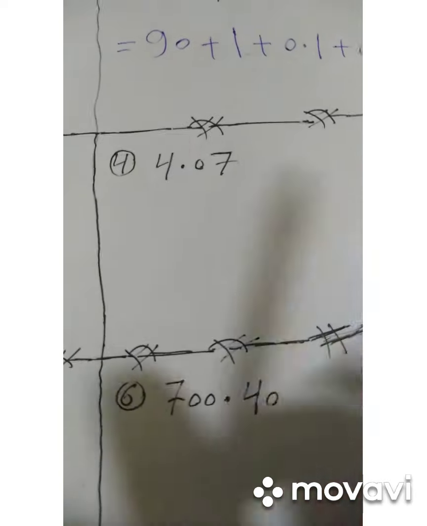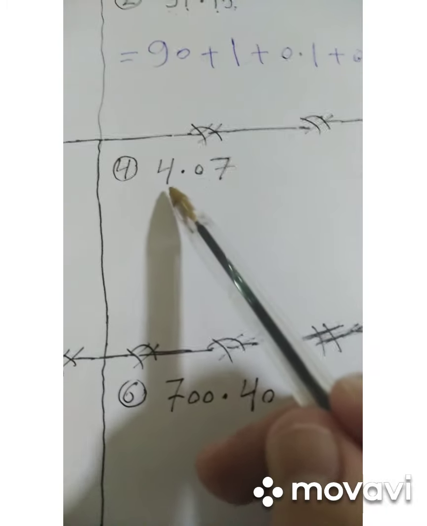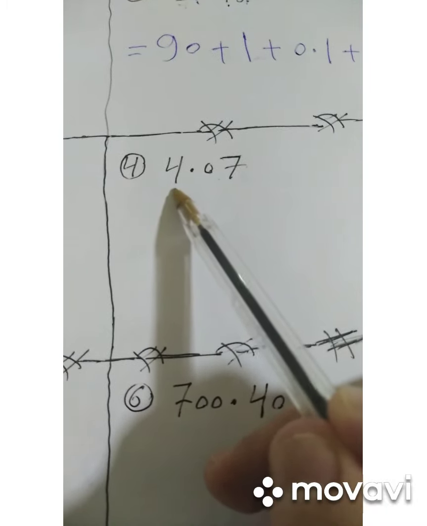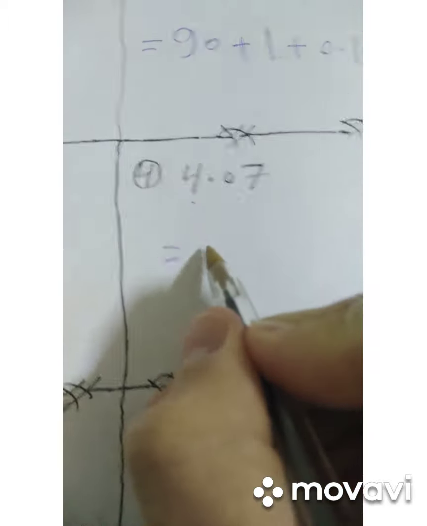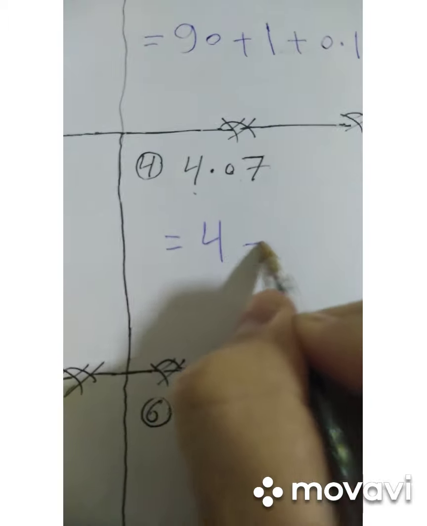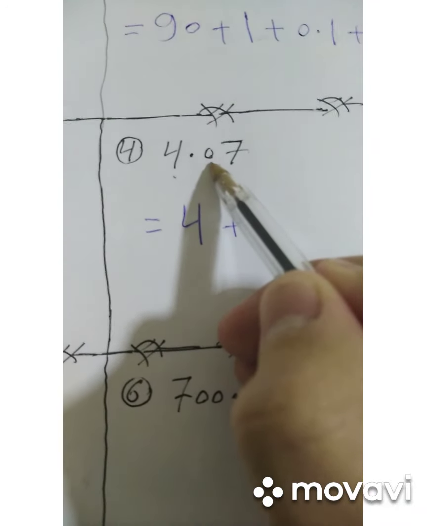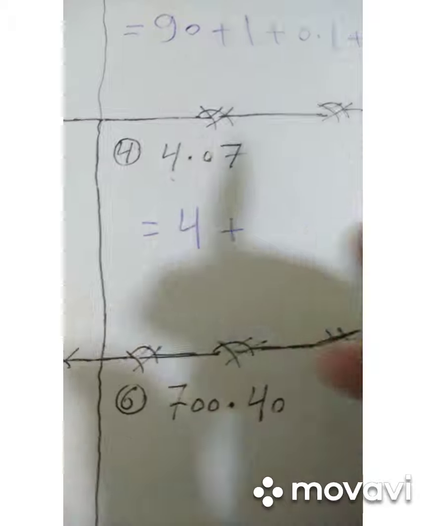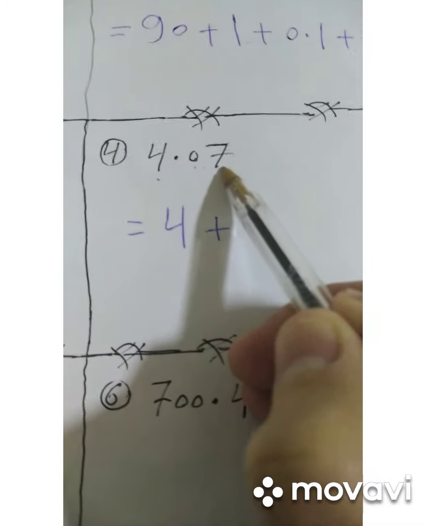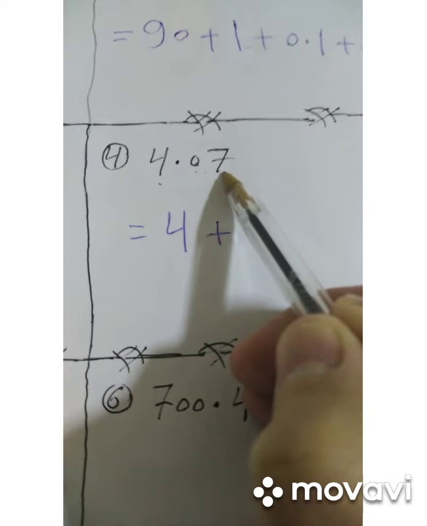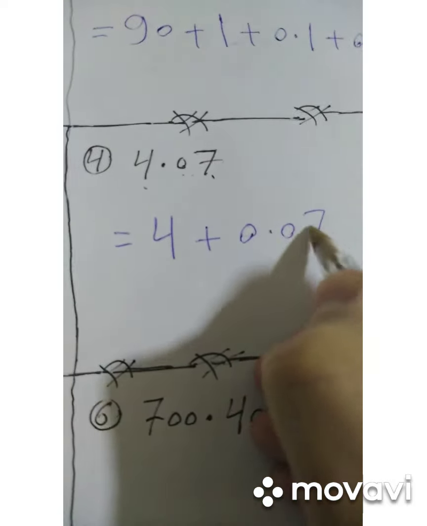Number 4. 4 and 7 hundredths. Start with the whole. We have 4 in ones. The 4 in the ones digit equals 4, plus 0 in tenths. We said before 0 at any place equals 0, so we don't write 0. Then 7 in hundredths equals 7 hundredths, 0.07.